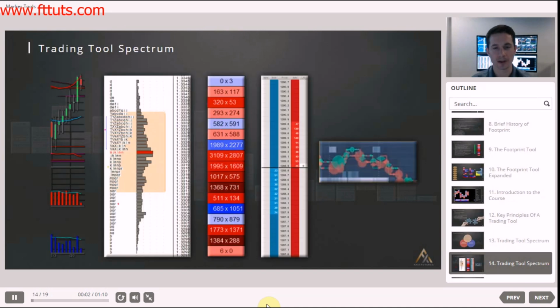So what you have in front of you is 5 different trading tools. Now I've put them from left to right in terms of lagging information versus leading information. Now let's talk a little bit about this concept of lagging and leading information.